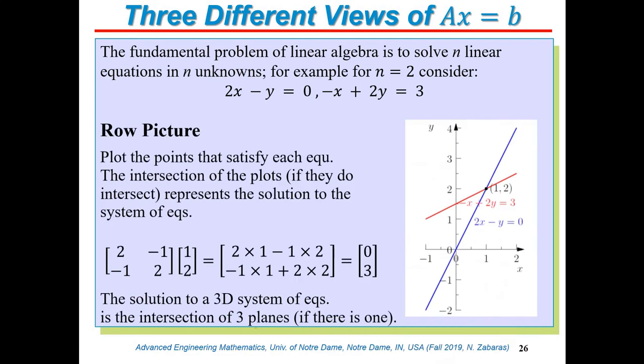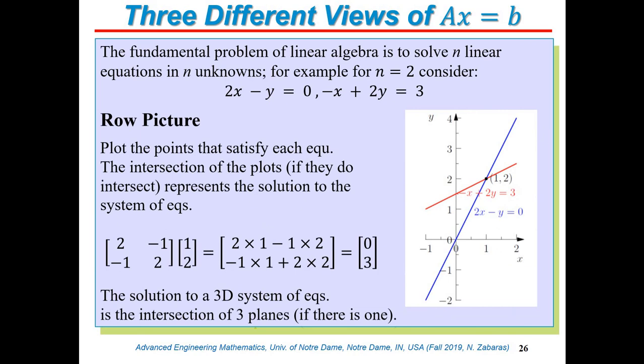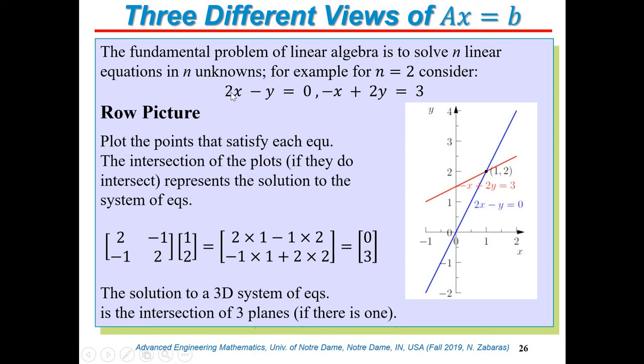All right, so let me discuss what I call the row view, the row picture of this linear system of equations. So if you look at the two equations that we started with, these two equations basically represent lines in 2 dimensions, right? So 2x minus y equal to 0 is basically this blue line that you see, right? You can see when x equal to 0, y equal to 0. When x equal to 1, y equal to 2, right? So this looks like the line 2x minus y. And similarly, this red line is the line minus x plus 2y equal to 3. So obviously, if you want to solve this system of two equations, you are looking for the intersection of these two lines.